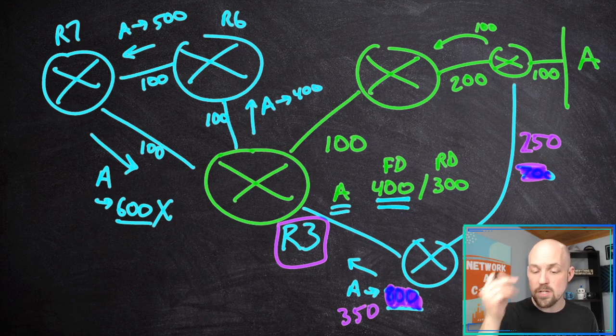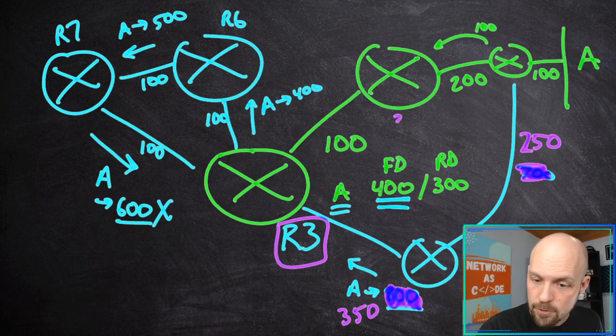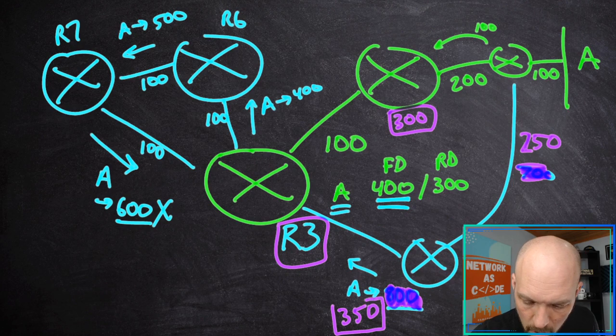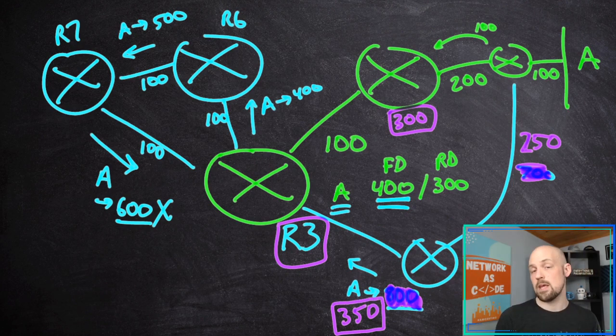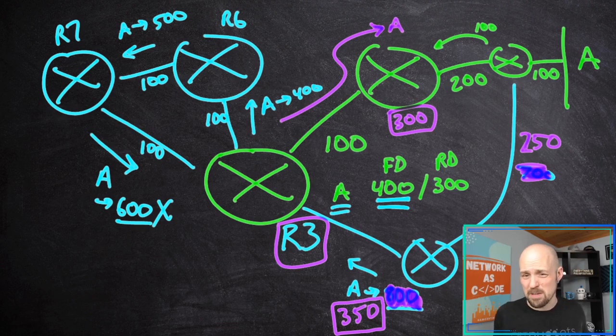All right, so now I'm getting two advertisements. I'm getting 300 and I'm getting 350. So we know which one it's going to pick. It's going to still pick the same path. It says, okay, I'm going to go this way to get to network A, because 300 is better than 350. Makes sense. By the way, in both cases, I'm assuming that this is 100. So really, it's looking at my feasible distance. And my feasible distance is 400, right?